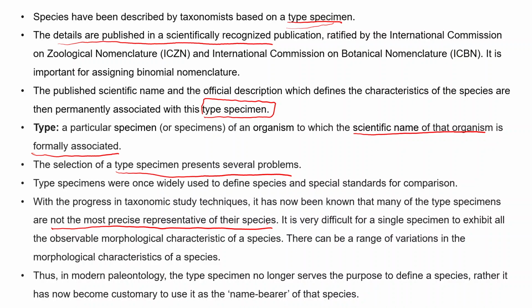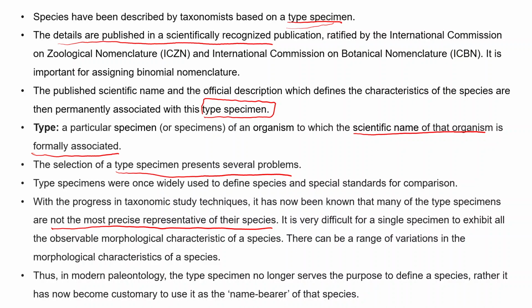Yes, this is very, very true. Once we have a certain group of organisms, for example Productus, which is a brachiopod, we all know that there are several species of Productus, and it is not possible that one fossil specimen will best describe all the characteristics of Productus or that species.